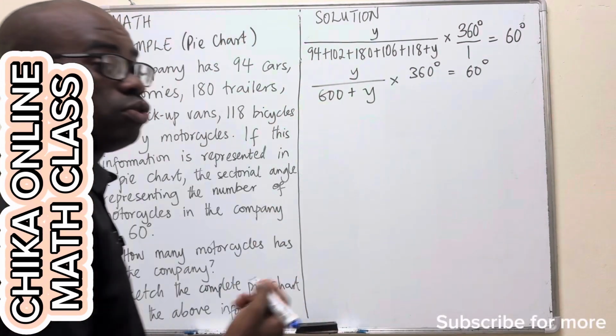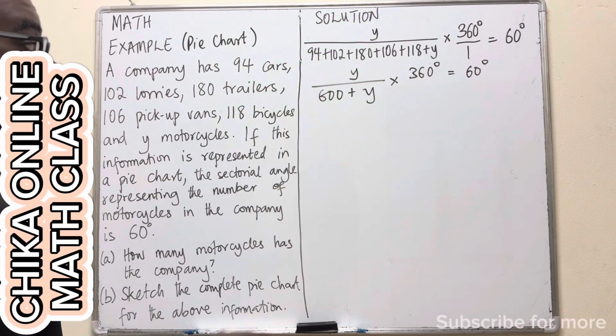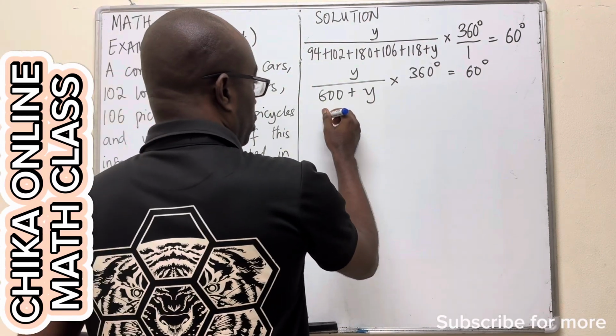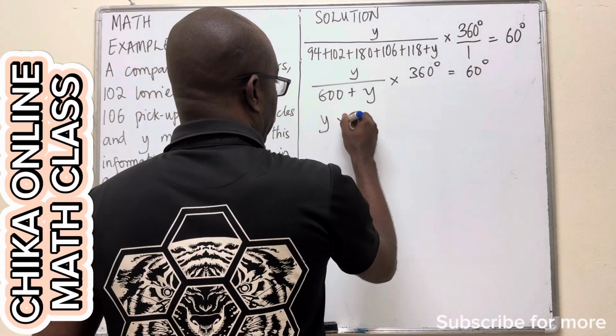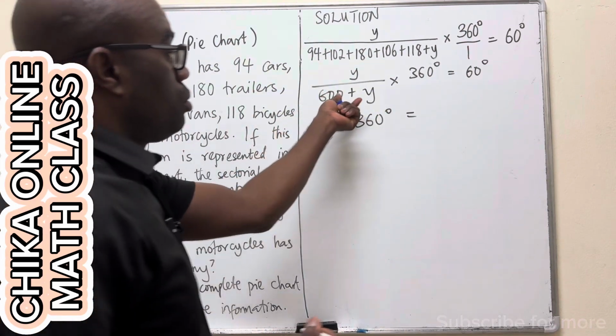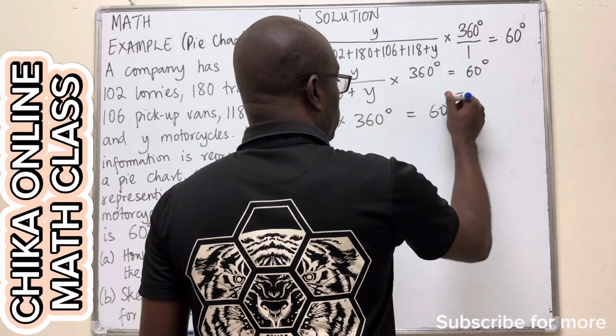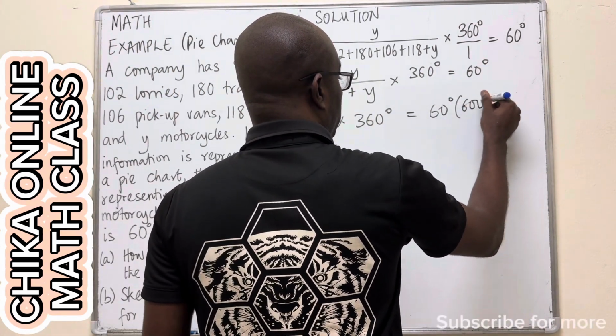So we need to find y, because y is the number of motorcycles that the company has. Finding y helps us to solve question A. So what do you have to do? You have to cross multiply. That means y times 360 degrees is equal to 60 degrees times 600 plus y.